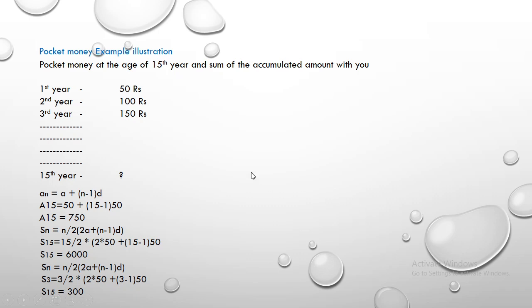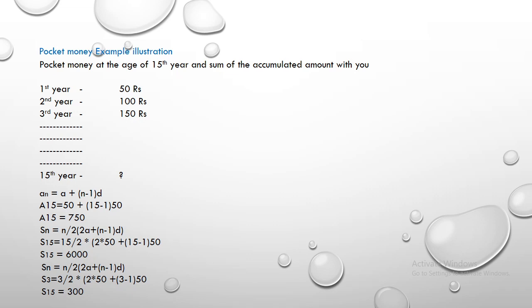So if you write it now, first year he has given 50 rupees. Second year he has given the incremental 50 rupees, so the second year it will become 100. Third year again 100 plus 50, that is 100 plus common difference 50, it will become 150 rupees. If I want to find out the money her father will give her as pocket money at the 15th year, for that we need to use an is equal to a plus n minus 1 into d as the formula.